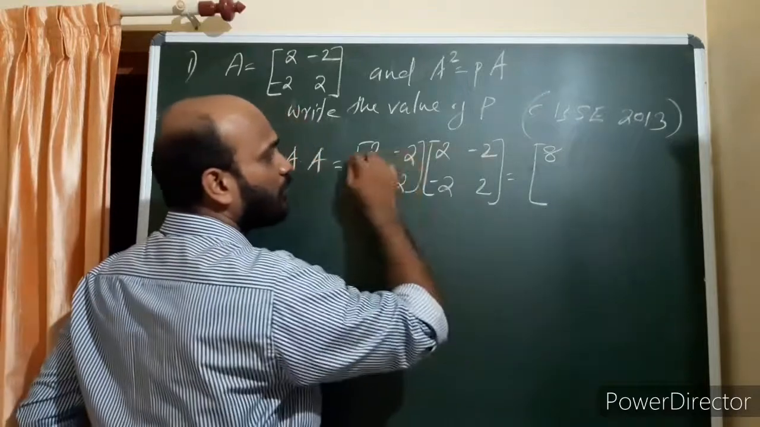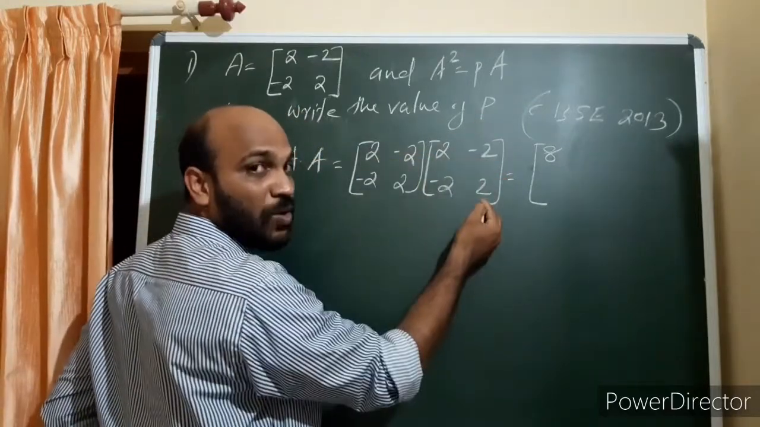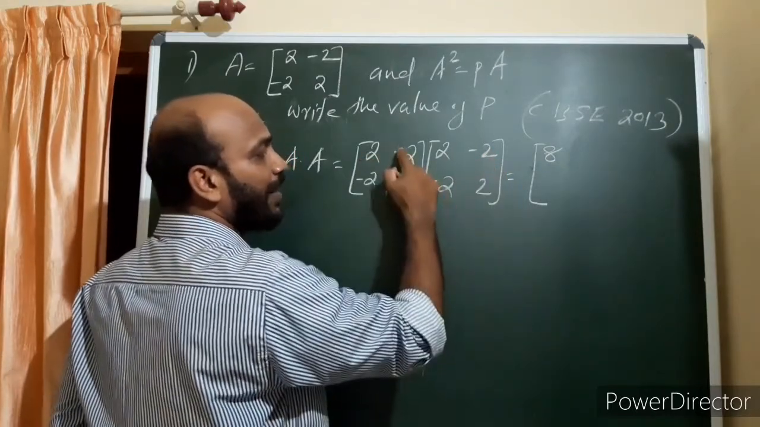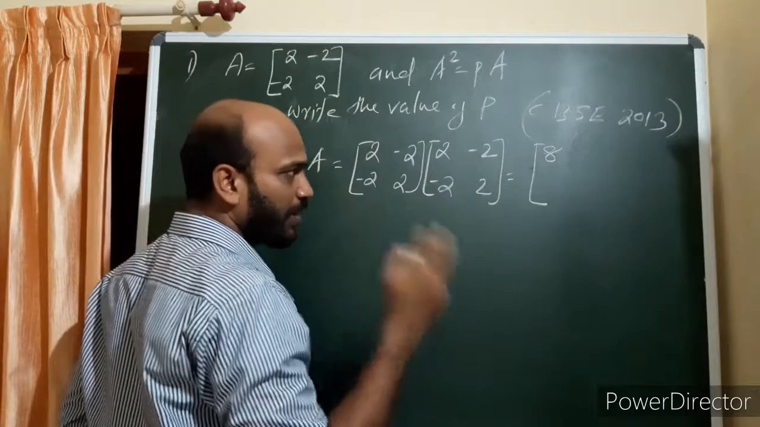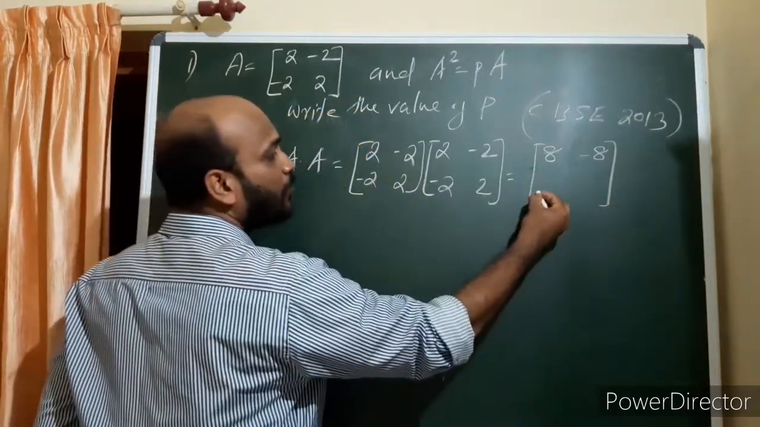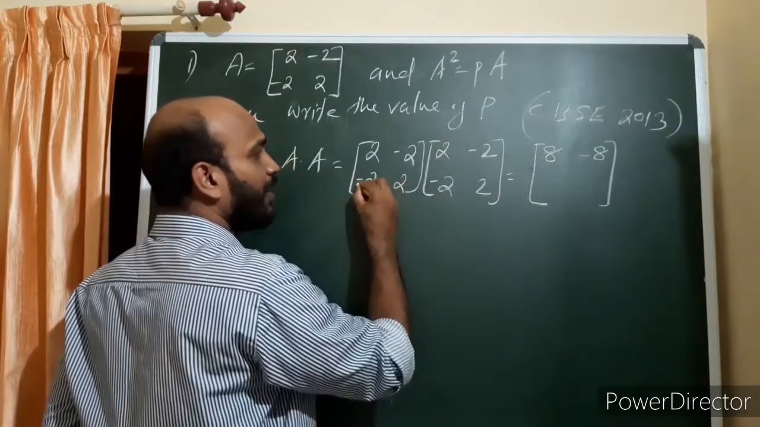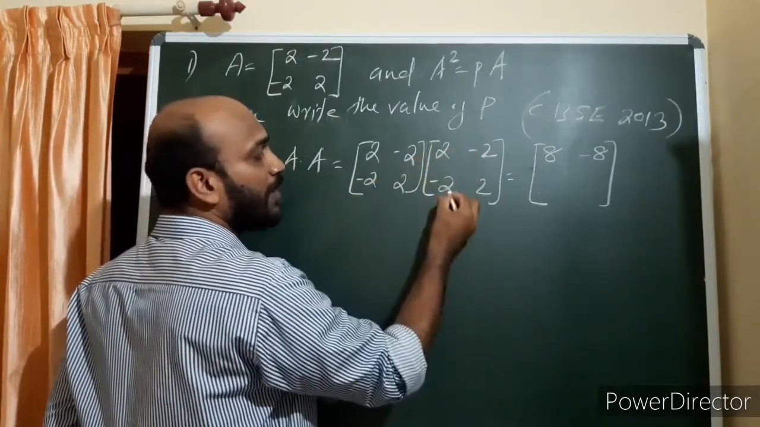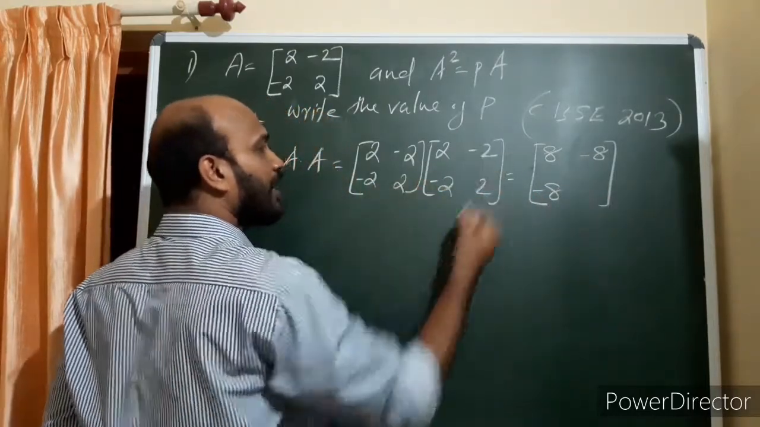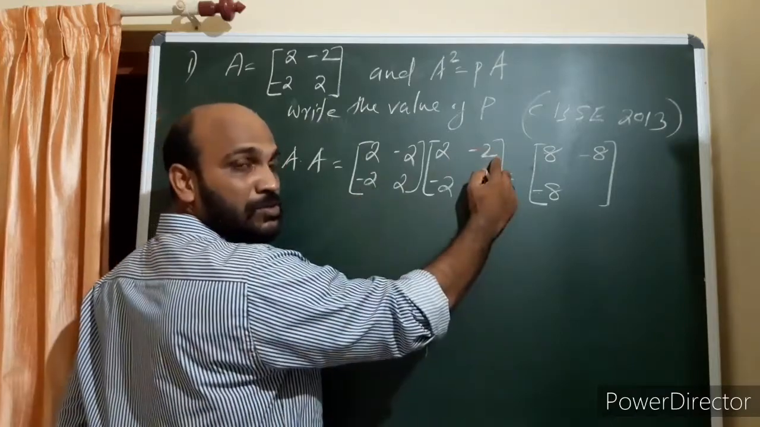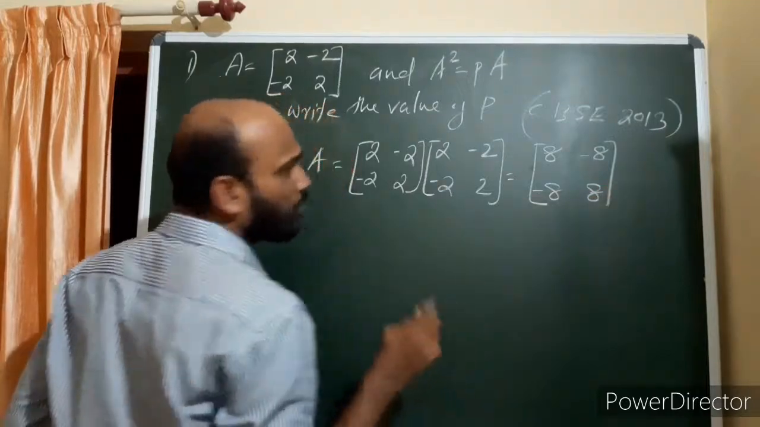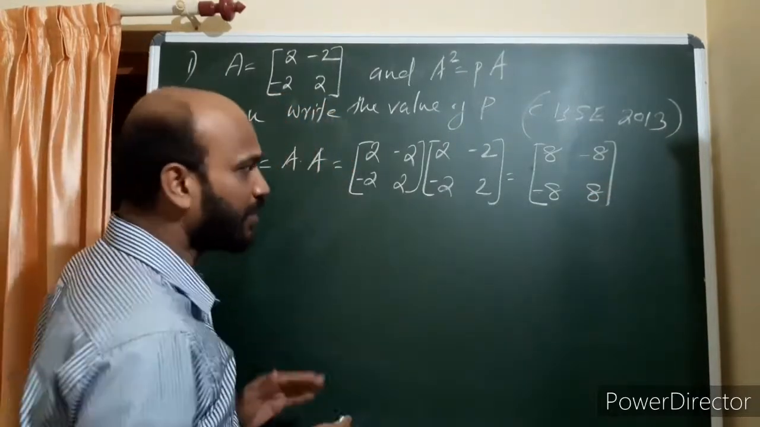Then A12: first row and second column. So 2 into minus 2 is minus 4, plus minus 2 into 2 is minus 4. Minus 4, minus 4 gives minus 8. Then A21, second row, first column: minus 2 into 2 is minus 4, minus 4, minus 4, that is minus 8. A22, second row, second column: minus 2 into minus 2 is plus 4, plus 4, plus 4, that is 8. So A square equals [8, -8; -8, 8].